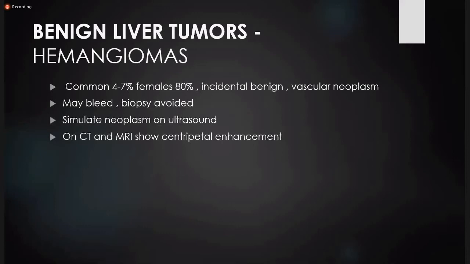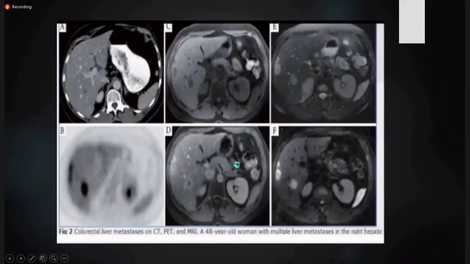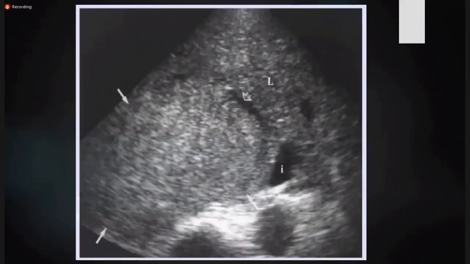They simulate neoplasms on ultrasound, and on CT and MRI show centripetal enhancement. I will show you how this is. On ultrasound, these are usually hypervascular. They are echogenic. They appear white. As we saw, metastasis appeared black, but hemangiomas usually appear white. But again, they cannot be differentiated from metastasis or neoplasms.